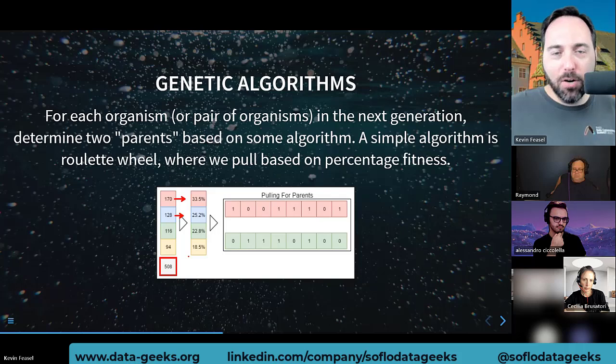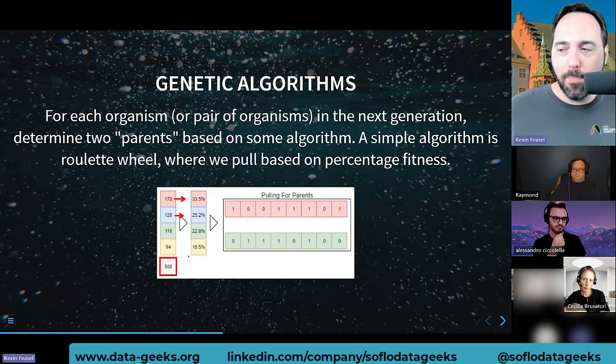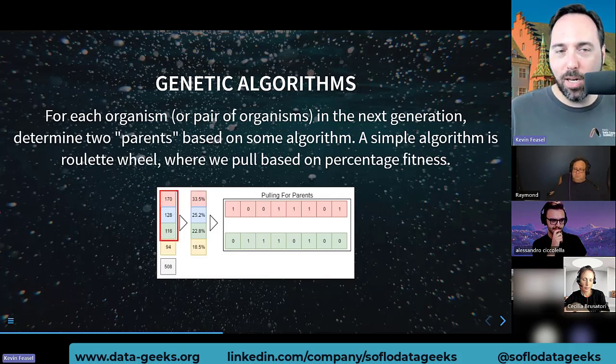And then we start rolling the dice and say, okay, generate random numbers. We need to generate, let's say our population is 50. We need to generate 50 new results based on these probabilities. So there's a 33% chance that I'm going to pull a red, a 25% chance of a blue, 22 of a green, 18 of a yellow. Now, these lower fitness results, we can still get them. There is still a 22% chance that I'm going to pull a green.